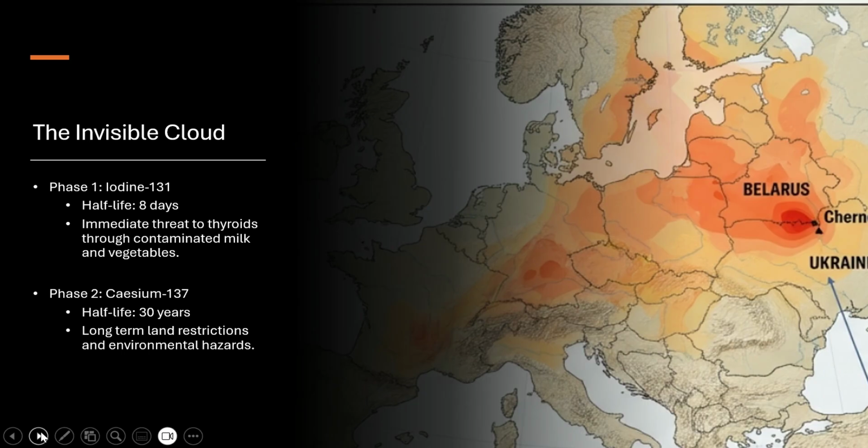The disaster released a radioactive cloud across Europe in two phases. Phase 1 involved iodine-131, which had a short 8-day half-life but posed an immediate threat to the thyroid via contaminated food. Phase 2 involved cesium-137, which has a 30-year half-life, leading to long-term environmental hazards and land restrictions.